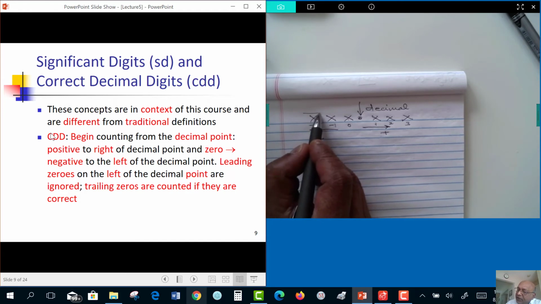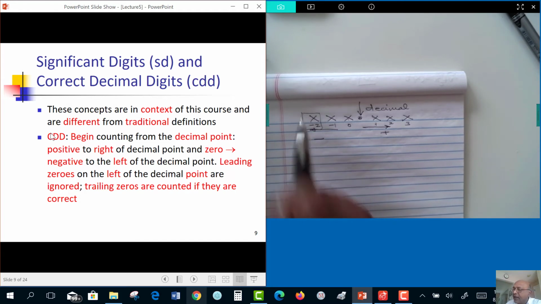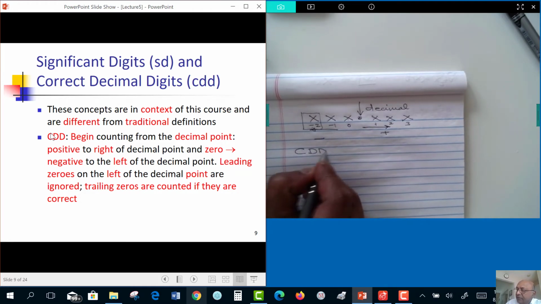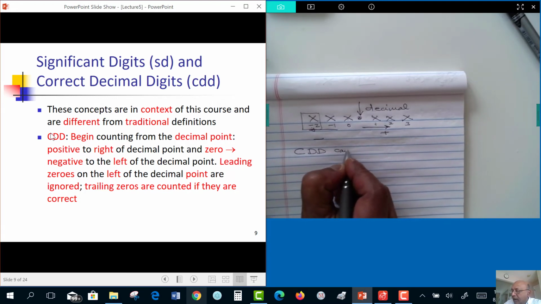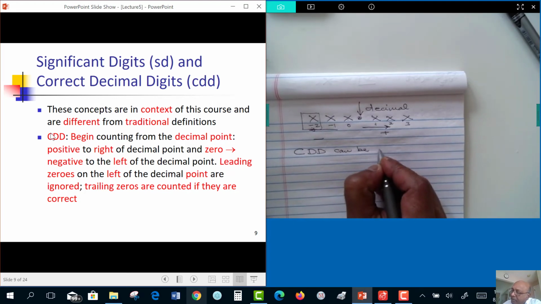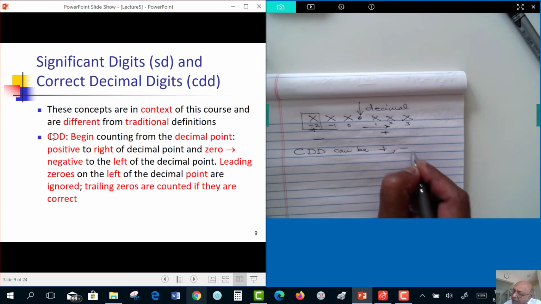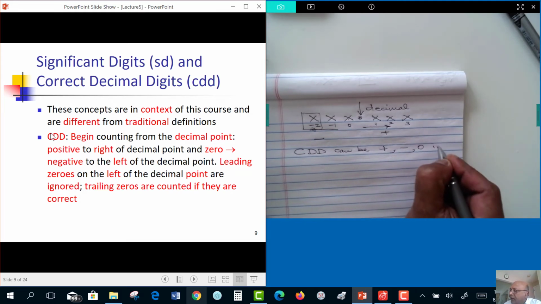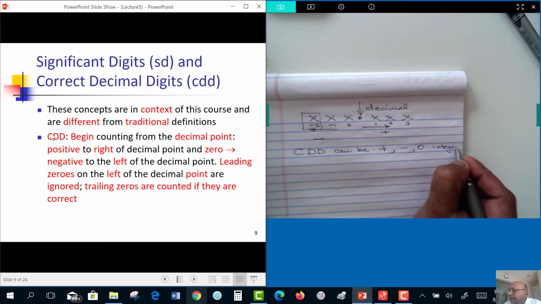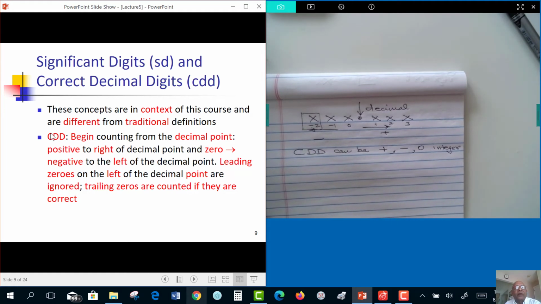So if this was the last digit that was correct, we will say we have -2 correct decimal digits. So CDDs can be positive, negative, or 0 integer values. Okay.